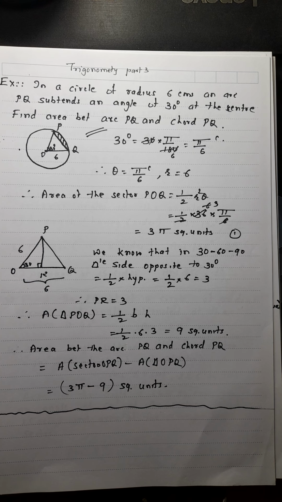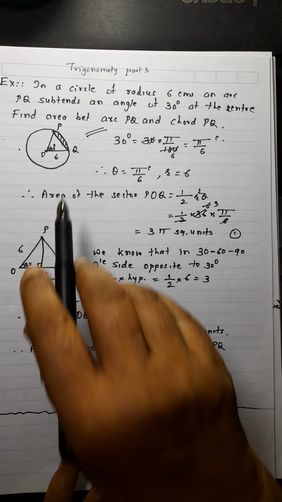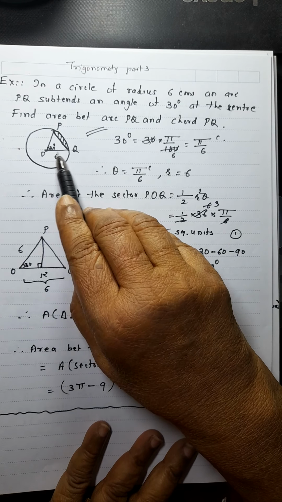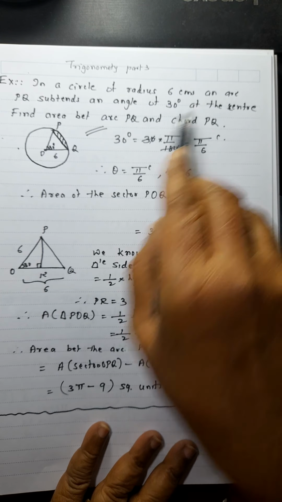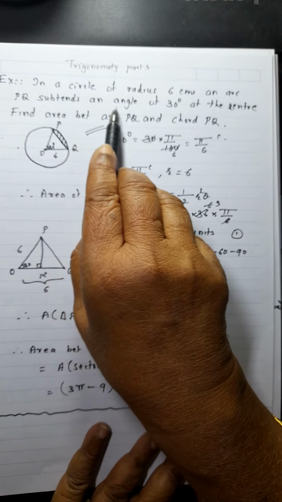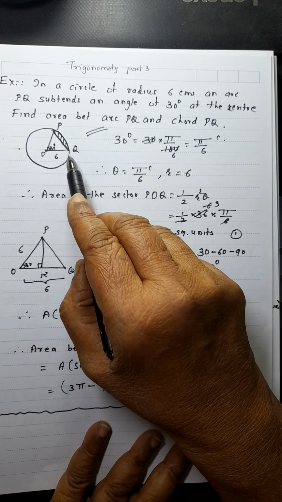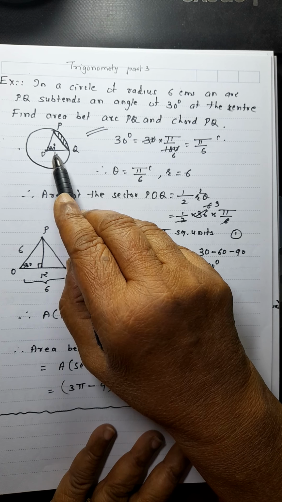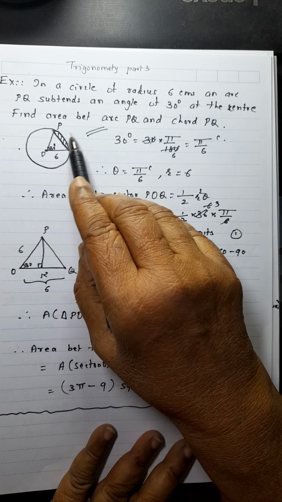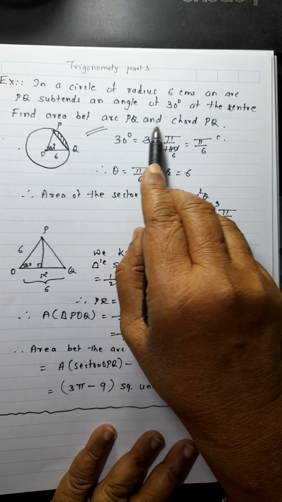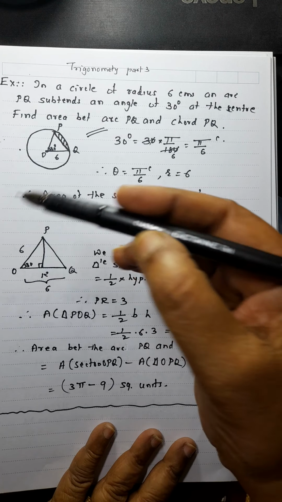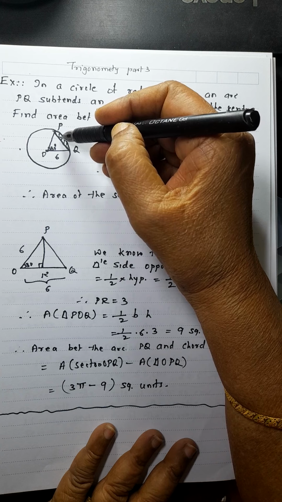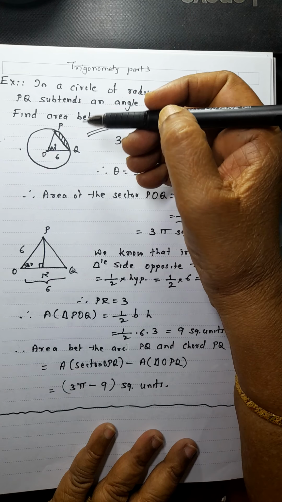Now I'll solve one problem. In a circle of radius 6 meters, an arc PQ subtends an angle of 30 degrees at the center. Find the area between arc PQ and chord PQ. This is chord PQ, this is arc PQ, so the shaded region we have to find out.